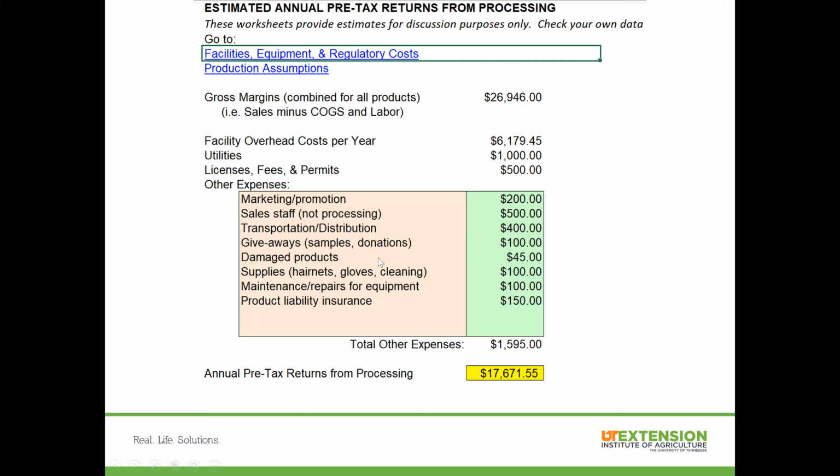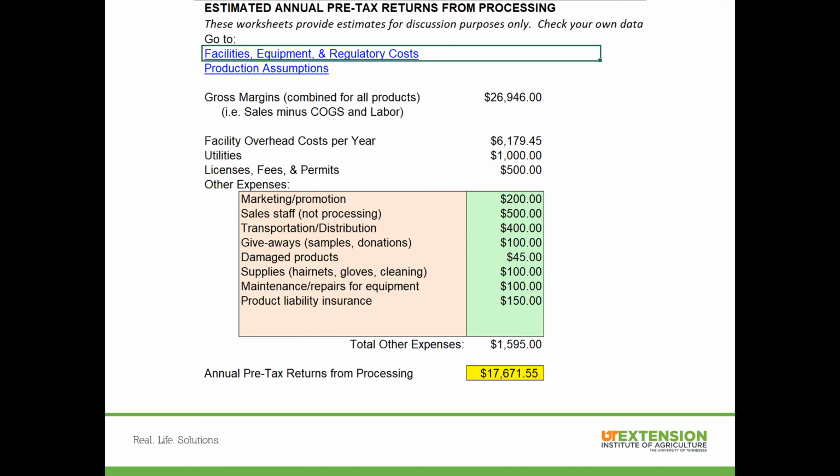There'll probably be some damaged products. We may break some jars, so how much damaged product will there be that we can't sell, and what value is there to that? There'd be some supplies, some hair nets, gloves, cleaning supplies. There'd be some maintenance and repairs on the equipment. And we would want to factor in product liability insurance.